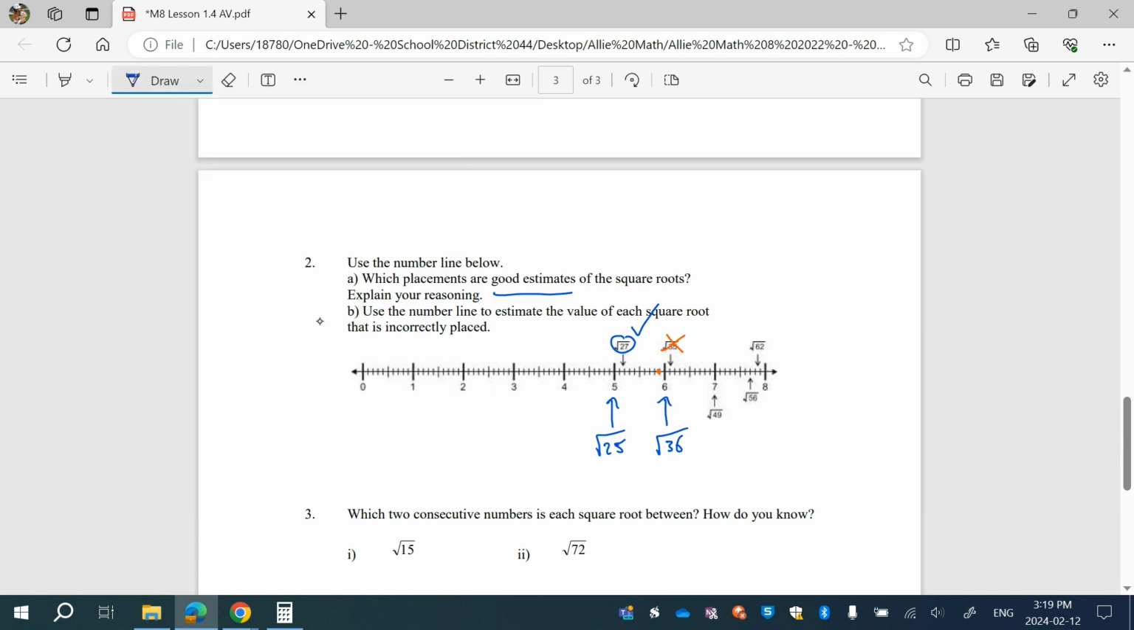Square root of 49 exactly at 7. That seems perfect, right? I know that 7 times 7 is 49, so I think that's right on the money.